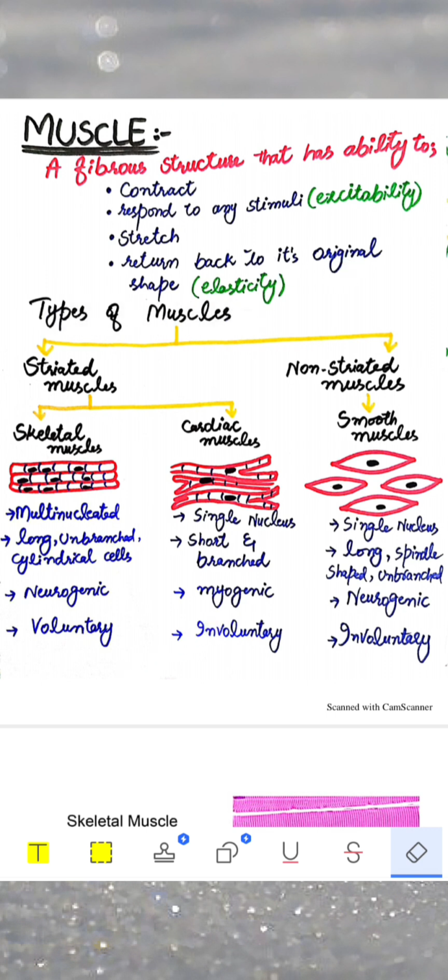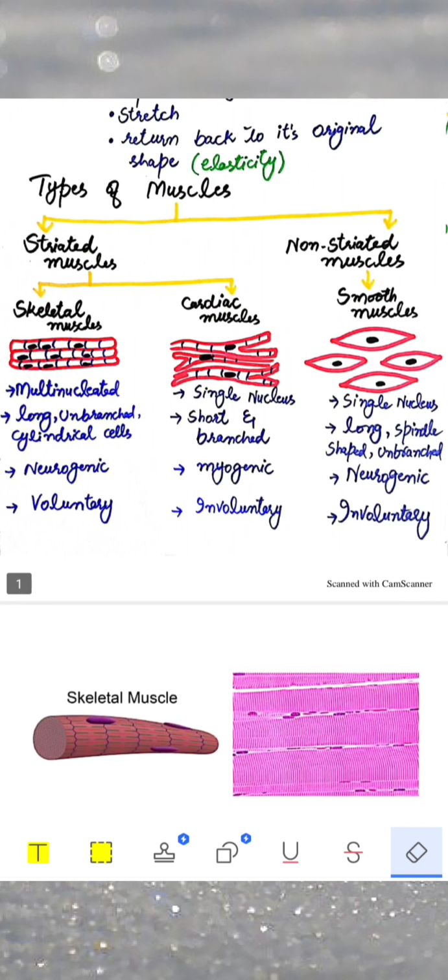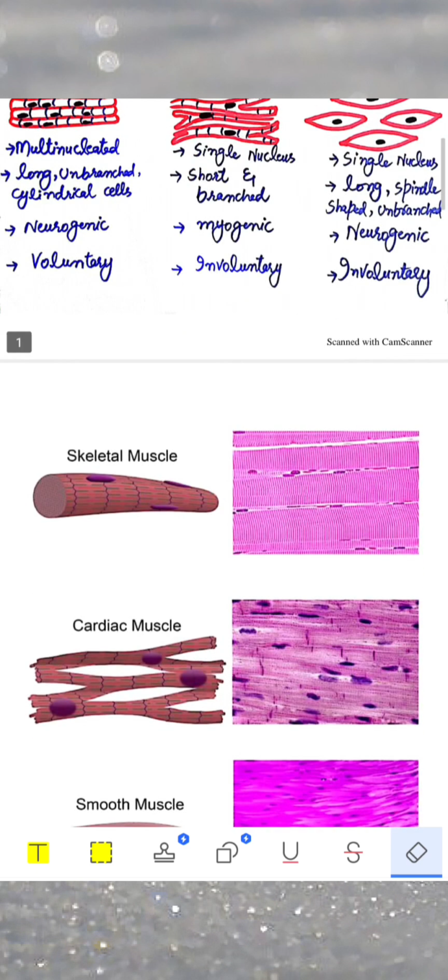Now come to the topic, which is the types of muscles. There are two main types of muscles: striated muscles and non-striated muscles. Okay, so what are these striations which are found in the striated muscles, and the striations are not found in the non-striated muscles? Now come to the point that what are the striations.